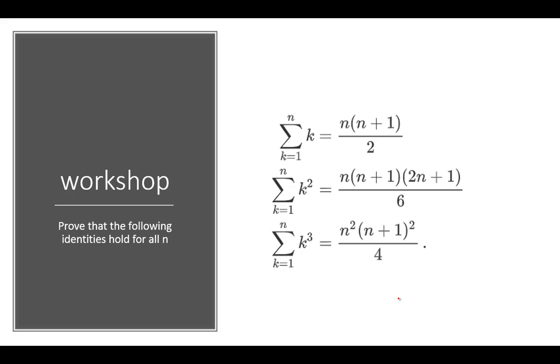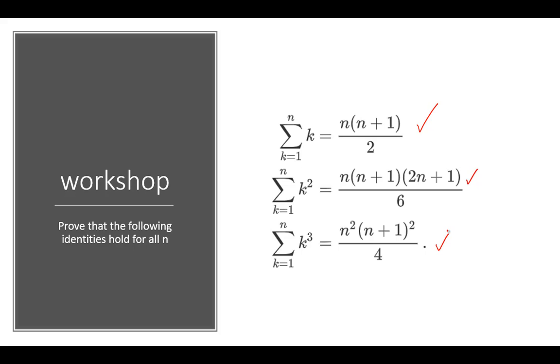So here are some interesting examples about properties of summations that we can prove by induction. This is the sum of all the integers from 1 to n, which is given by n times (n+1) over 2. This is the sum of the squares of the integers, that's 1 squared plus 2 squared and so on. This is the sum of the cubes of all the integers from 1 to n, that's 1 cubed plus 2 cubed plus 3 cubed and so on.